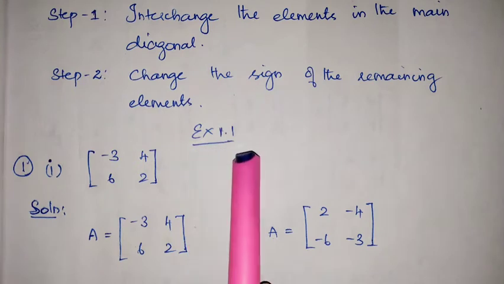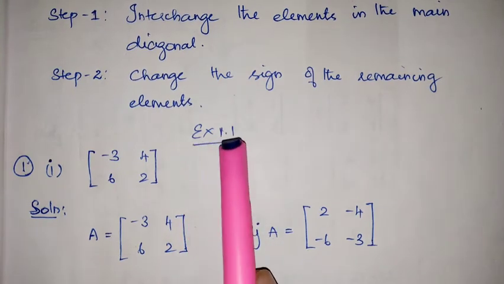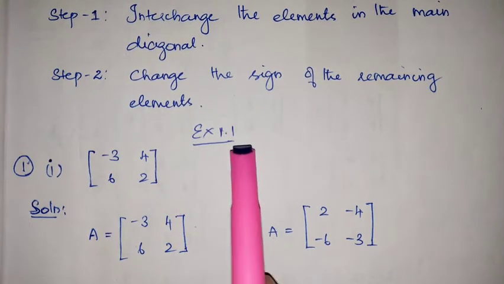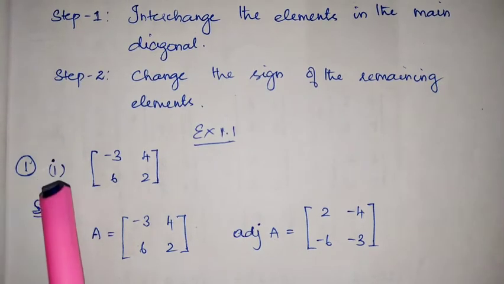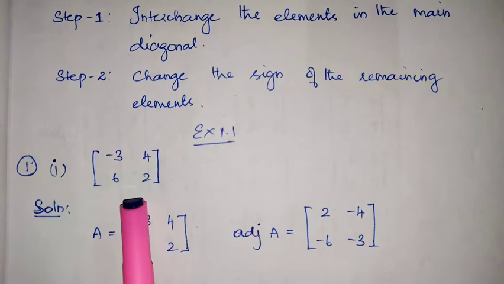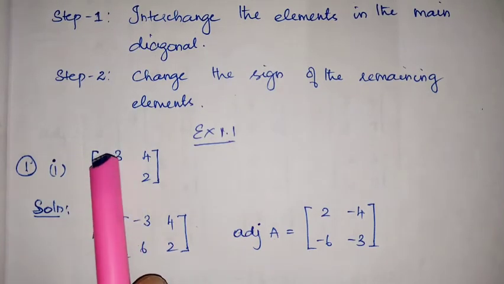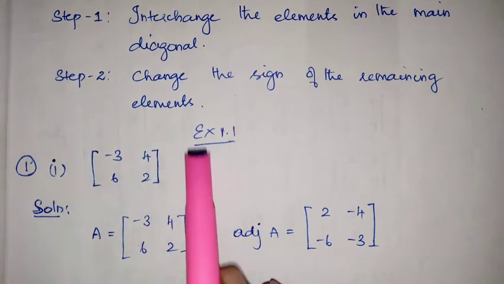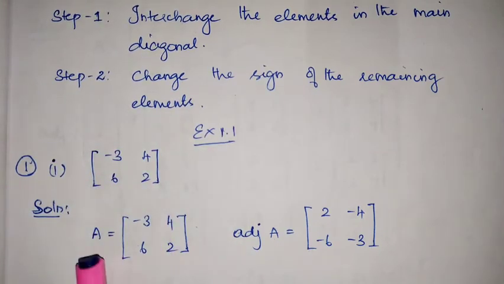Now see the example. Exercise 1.1, sum number 1, subdivision 1. You are asked to find the adjoint of a 2x2 matrix. So what is the step we have learned? You have to interchange the two elements, isn't it? First I have named this matrix as A. A is equal to the matrix -3, 4, 6 and 2.